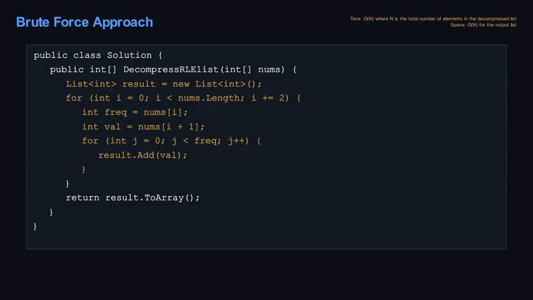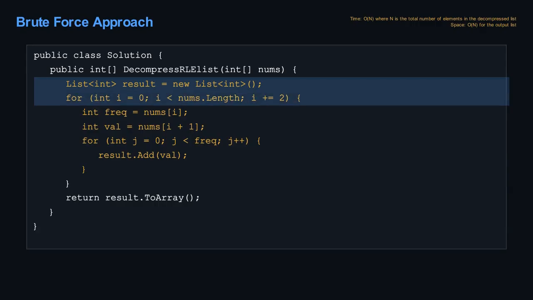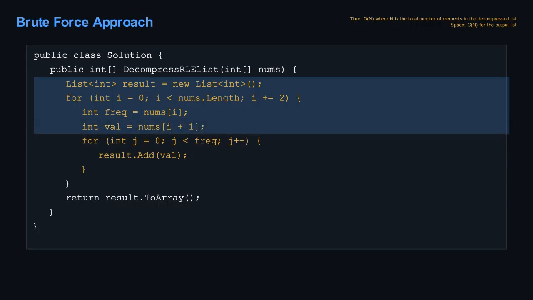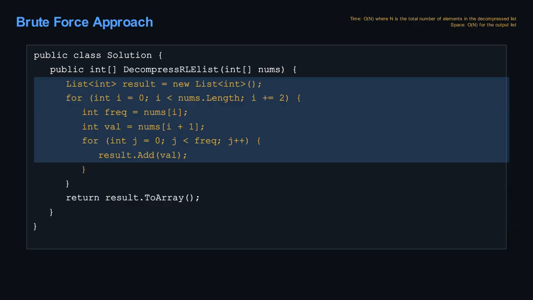A straightforward approach involves iterating through the input array, taking each frequency value pair. For each pair, we simply add the value to a dynamic list, like a C# list, as many times as its frequency dictates. While this works, repeatedly adding elements to a dynamic list can incur performance penalties due to frequent reallocations and memory copying if the list's underlying array needs to grow. This brute force solution has a time complexity of O(n) and space complexity of O(n), where n is the total number of elements in the decompressed list.